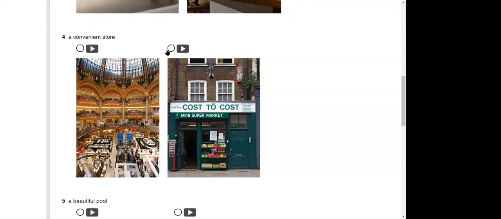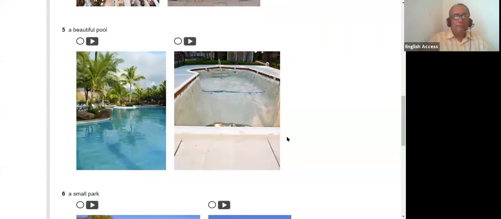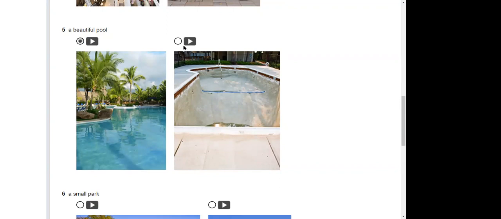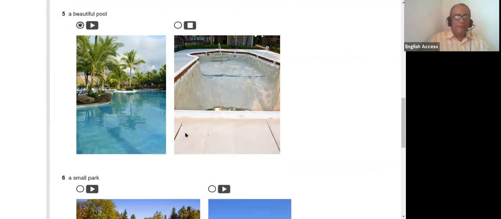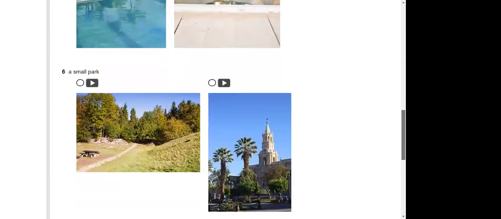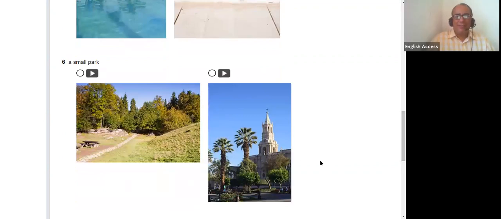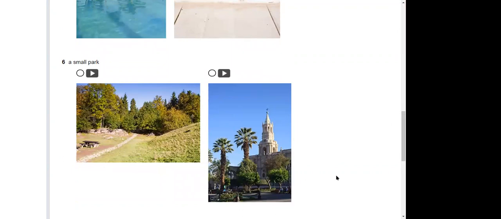Second. The second. A beautiful pool. The first. Exactly. A terrible pool. This one, sí, parece la alberca de mi escuela. Pool. A small park. Sorry to hear that. A small park. Which is a small park? Second picture. The second.